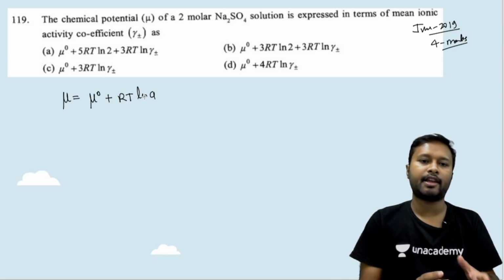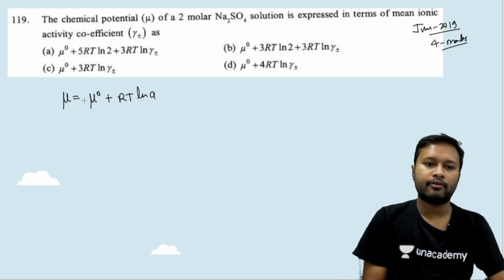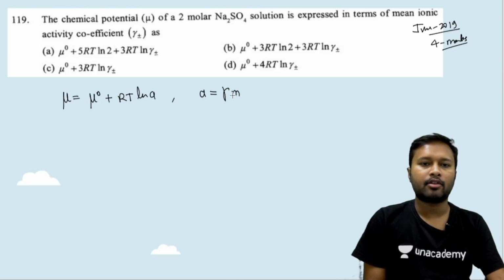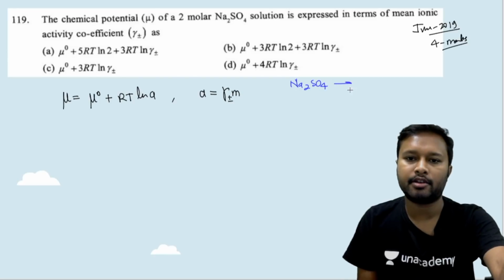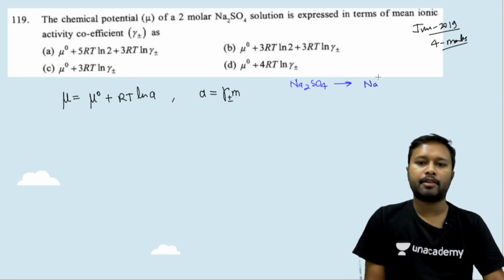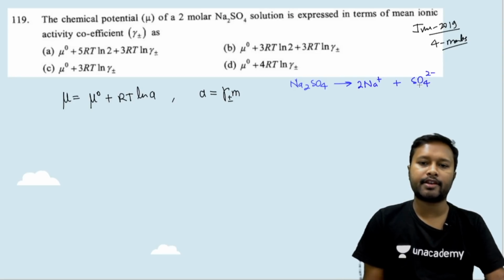Now you have to express activity in terms of activity coefficients. We all know that activity is equal to gamma m. If we are talking about the whole solution, it goes like gamma plus-minus m. So we have to calculate it for the different ions, and then put it over here to solve it. First of all, I'm going to talk about this reaction. This Na2SO4 is going to break into 2 moles of Na plus and 1 mole of SO4 2 minus. That's how the reaction is going to break.